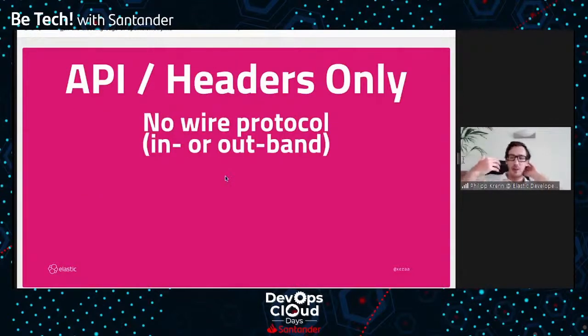With OpenTracing, the limitation is that it's only headers or APIs. It doesn't have a wire protocol, so it doesn't specify how different systems should work together. It's really only the headers. That's why you cannot just take one OpenTracing solution and combine it with another one, because while they have the same headers, the wire protocol, how they talk to each other, is different, so that won't work.